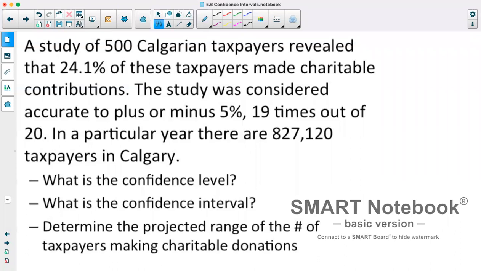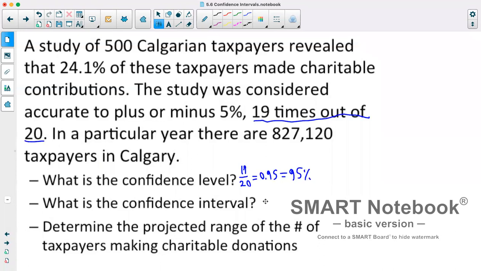So first thing is, what is the confidence level? That would be how often it is accurate. So we've got 19 times out of 20. We've got 19 over 20, so that's 0.95. So that'd be 95% of the time.